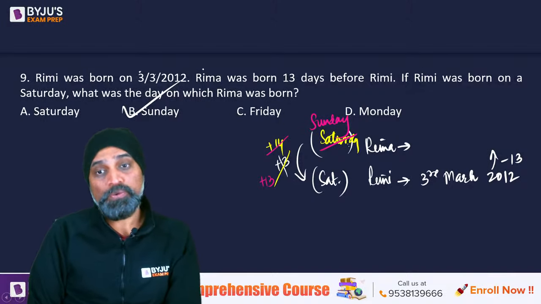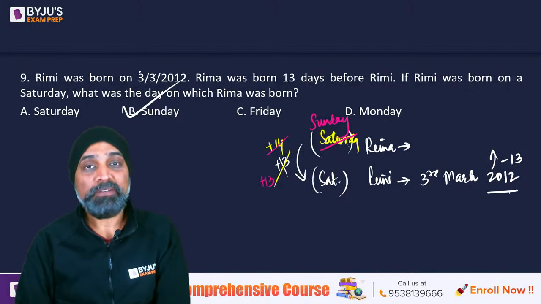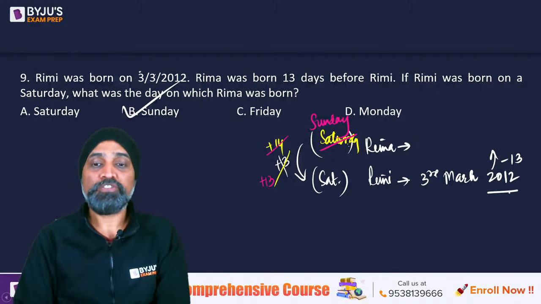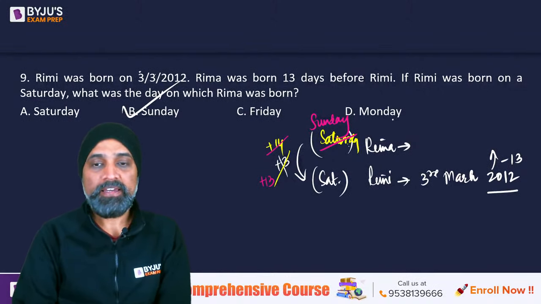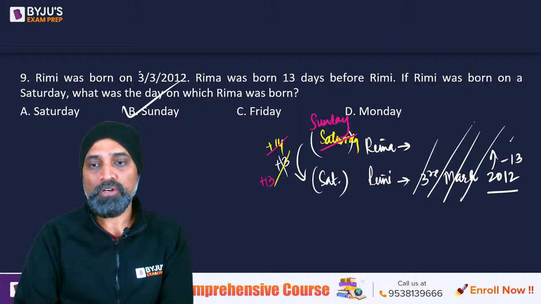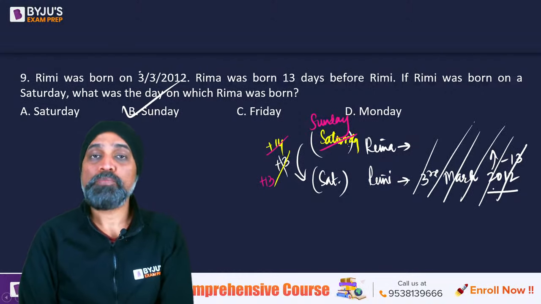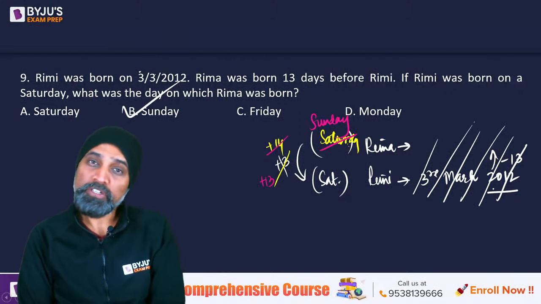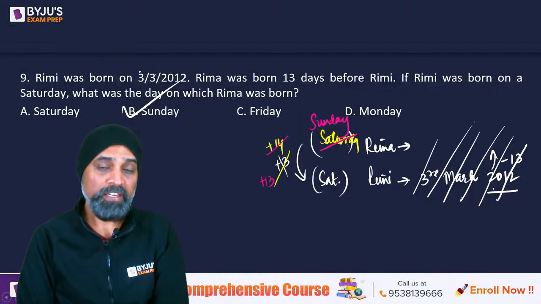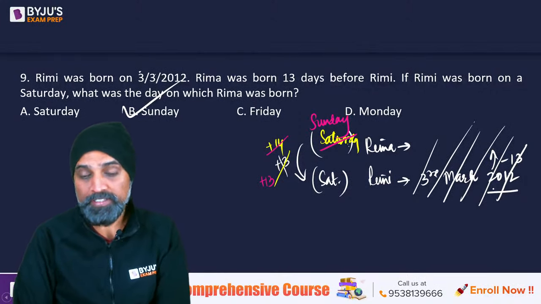Date is not required. It has got nothing to do with the leap year. It has got nothing to do with the month of February. The question is simply about ignoring that. Rimi was born on Saturday. Rima was born 13 days before Rimi. What day was it?